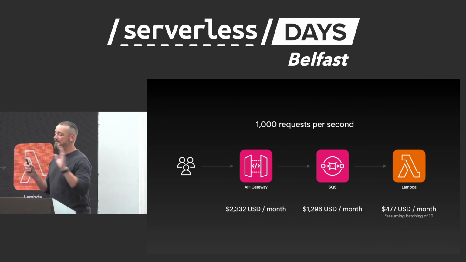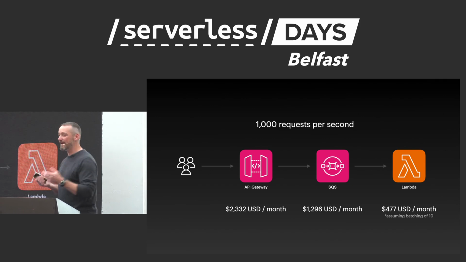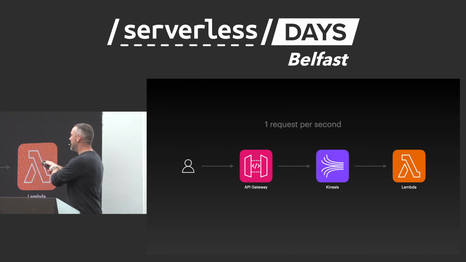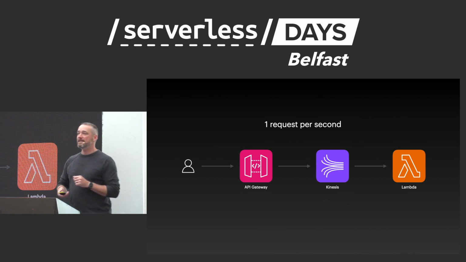Now, the other thing is if you say, well, 1,000 requests per second, that's a lot. Well, it's 2.5 billion requests per month, which is about 80 million requests per day, which, honestly, if you're built like a Next.js app and it has to make 30 requests on every page load, you could get there pretty fast, right?